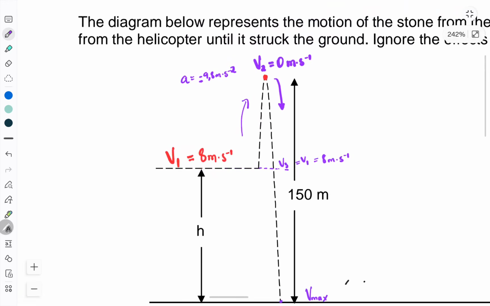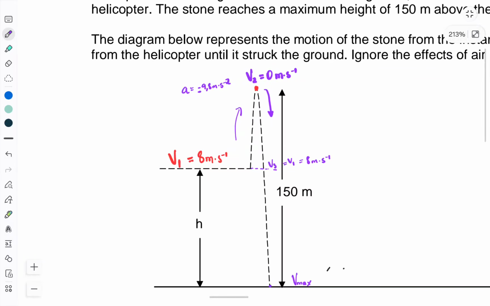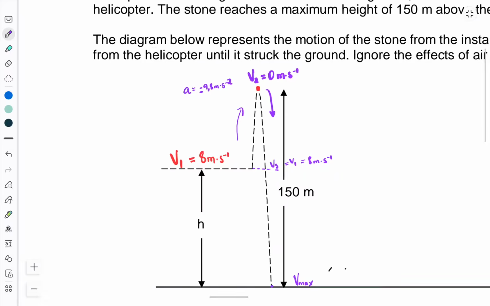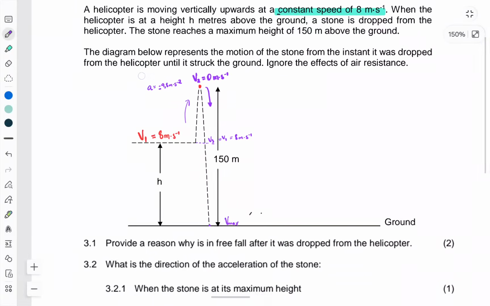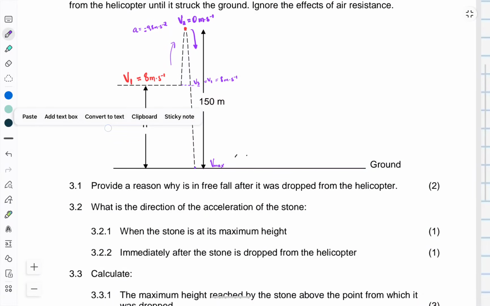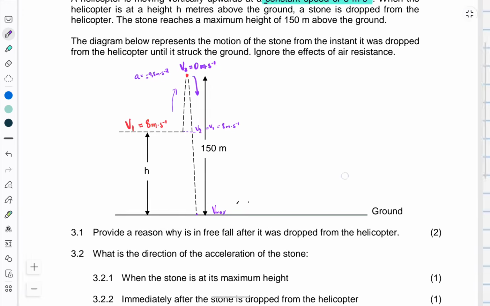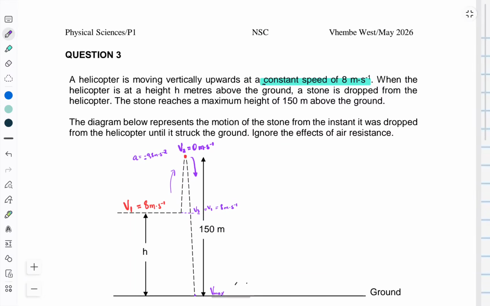So acceleration is always acting down, which is the gravitational acceleration. We use the gravitational acceleration because this is free fall. In free fall, we assume there's no other force acting on the object except gravity. Okay, that's what happens. So I think we are done annotating our diagram based on the information that we are given in the question.